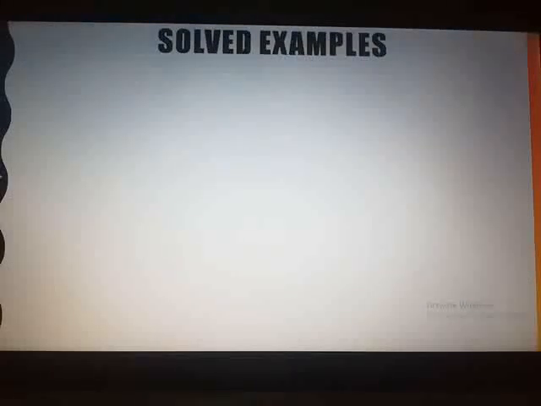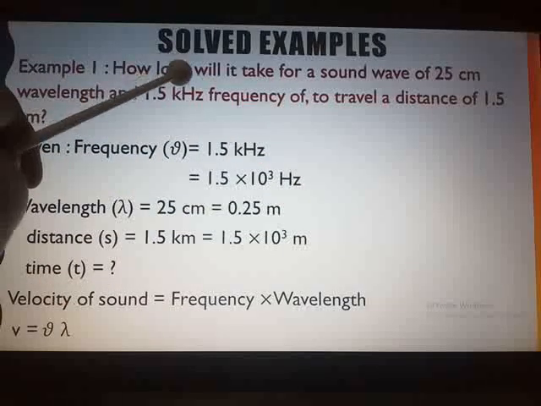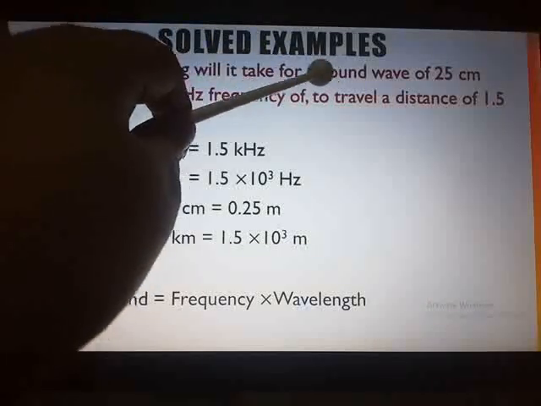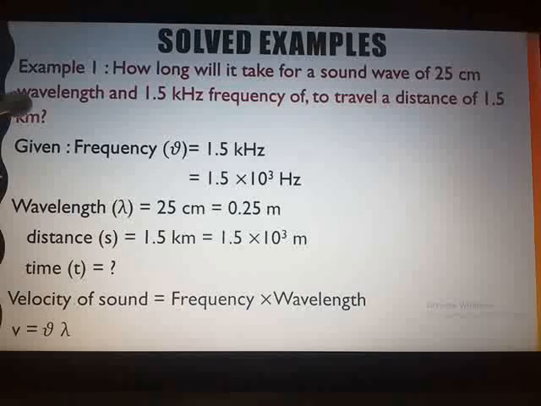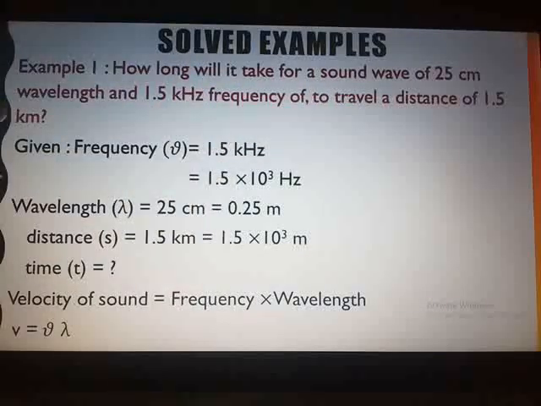Now we will revise the solved numerical examples, and then we will start solving the textual numericals. These are the solved ones which are already there in front of you, so very quickly we will go through it. The first solved example is: how long will it take, they have asked for time, for a sound wave of 25 centimeter wavelength and 1.5 kilohertz frequency to travel a distance of 1.5 kilometers.